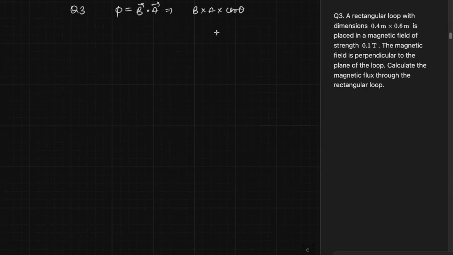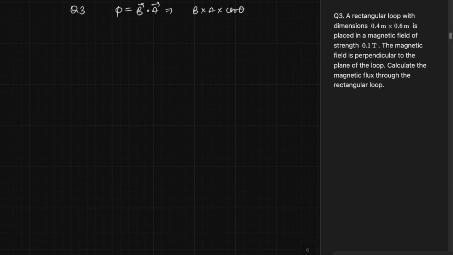So let's do the third question. Let's read the question first. A rectangular loop with the dimensions 0.4 meter multiplied by 0.6 meter. It means the length and width of the rectangle is given. Is placed in a magnetic field of strength 0.1 Tesla. The magnetic field is perpendicular to the plane of the loop. Calculate the magnetic flux through the loop.